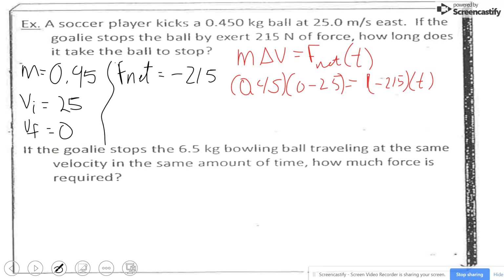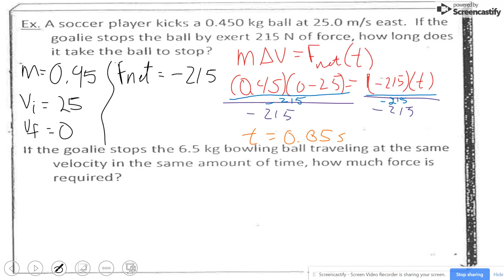So what we're going to do here is divide both sides by negative 215 to move that over to the other side to leave t by itself. When we do that, then we end up with our time being 0.05 seconds.